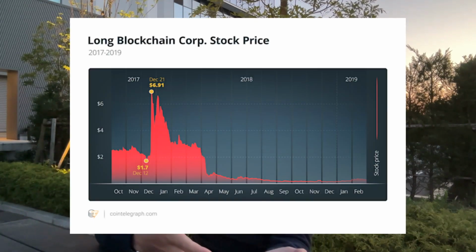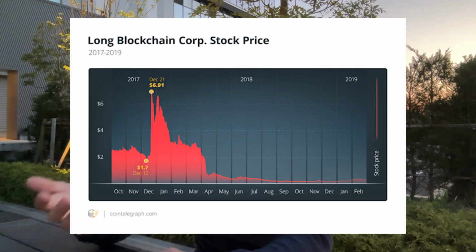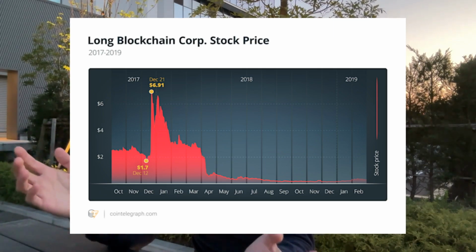Well, the stock market loved it, and when the news broke, the stock price shot up by more than 200%. Investors were excited about the potential for Long Blockchain Corp to capitalize on the growing interest in cryptos and blockchain. But here's the thing, they really didn't have a clear plan for how to use blockchain in their business, so some people thought they were just trying to capitalize on the hype without really understanding the technology. And it turns out they were right.